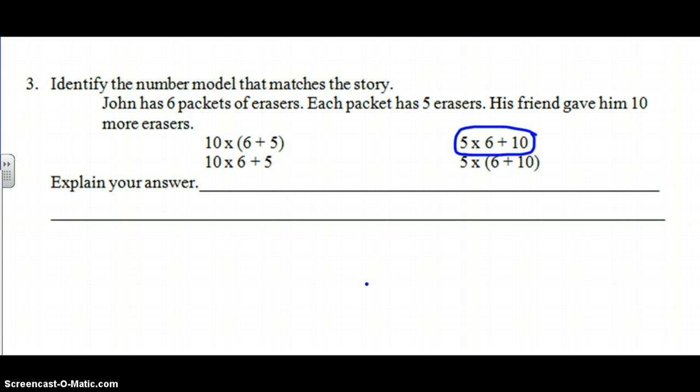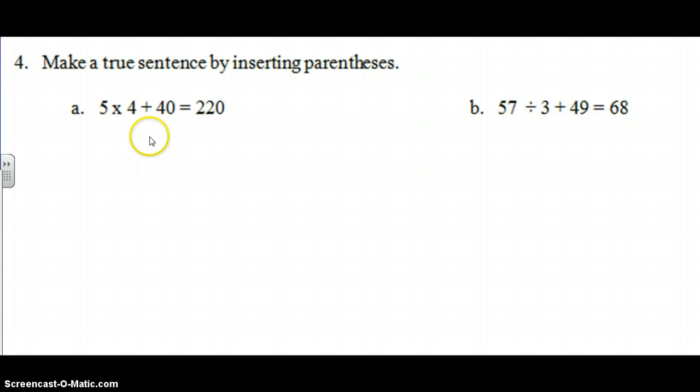That's the explanation. Looking at 4a, the only way to make this true would be to put your parentheses around the 4 and 40. Because if I did 5 times 4, that's 20, and 20 plus 40 isn't going to give me 220, but 5 times 44 will. Over here on B, if I followed the order of operations, I would do a division problem here first, which is 19. And if we add 19 plus 49, then we would get 68. So we do want to do this portion first.